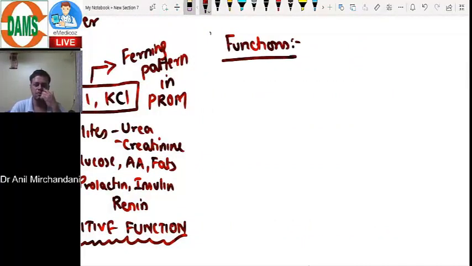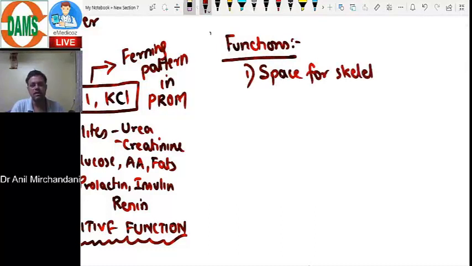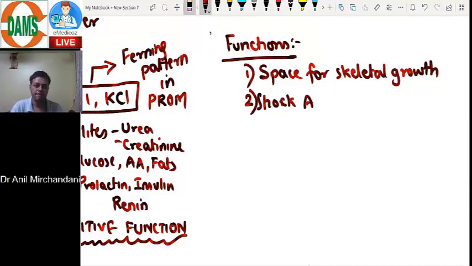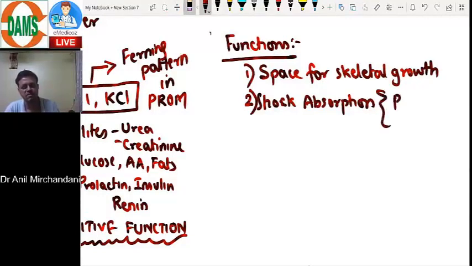What are the functions of amniotic fluid? Number one, space for skeletal growth. Number two, shock absorption. It provides a cushioning effect. It doesn't allow the uterine contraction wave to reach the umbilical cord. So shock absorption prevents cord compression.